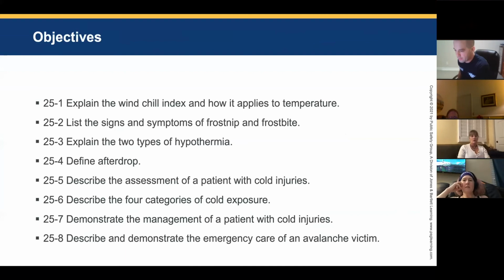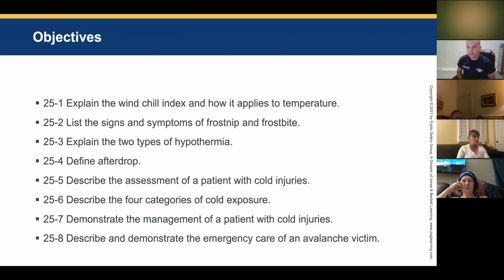So objectives for today, we're going to explain the wind chill index and how it applies to temperature. We're going to list the signs and symptoms of frost nip and frostbite. We're going to explain 2 types of hypothermia. We're going to define afterdrop. We're going to describe the assessment of a patient with cold injuries. We're going to describe 4 categories of cold exposure. We're going to demonstrate the management of patients with cold injuries, and describe and demonstrate the emergency care of an avalanche victim.